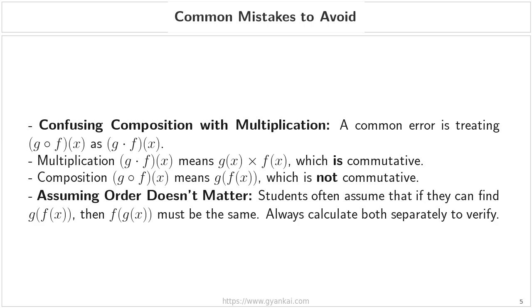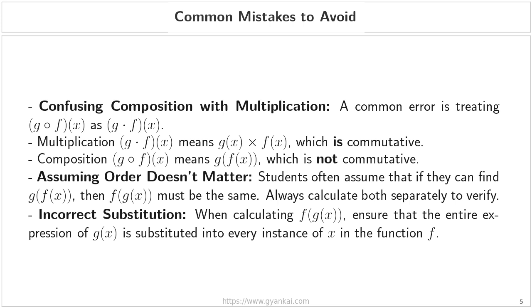Secondly, avoid the assumption that the order of composition does not matter. Some students assume that if they have already found the result for g of f of x, then f of g of x must be the same. As we saw in our socks and shoes analogy and our previous mathematical example, this is rarely the case. Therefore, you must always calculate both compositions separately to verify the results.